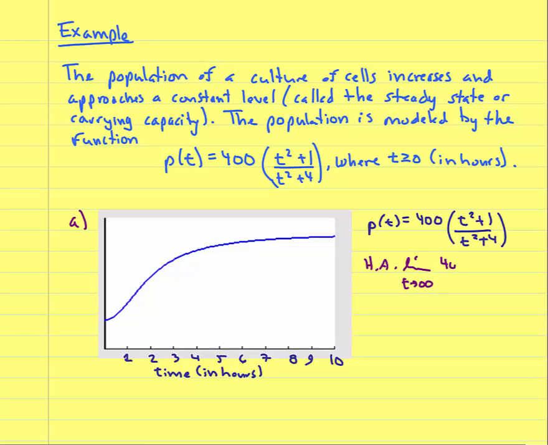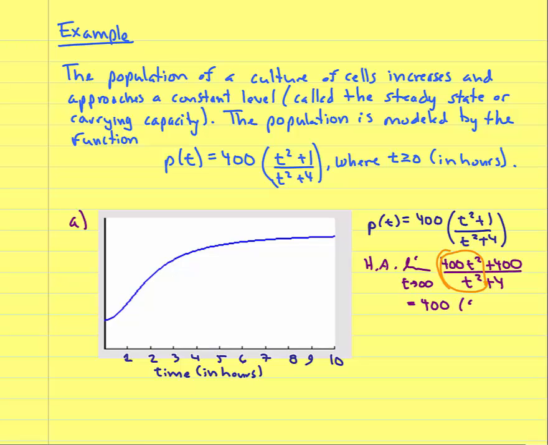of 400 t squared plus 400 all over t squared plus 4. So what I did is I distributed the 400. And the reason I did that is I wanted to take this limit using my shortcut rules. If you notice, the numerator and the denominator have the same power. So that tells me my limit is the ratio of the leading coefficients. It's one of my shortcut rules from a previous section. So here we can see that this limit is equal to 400.